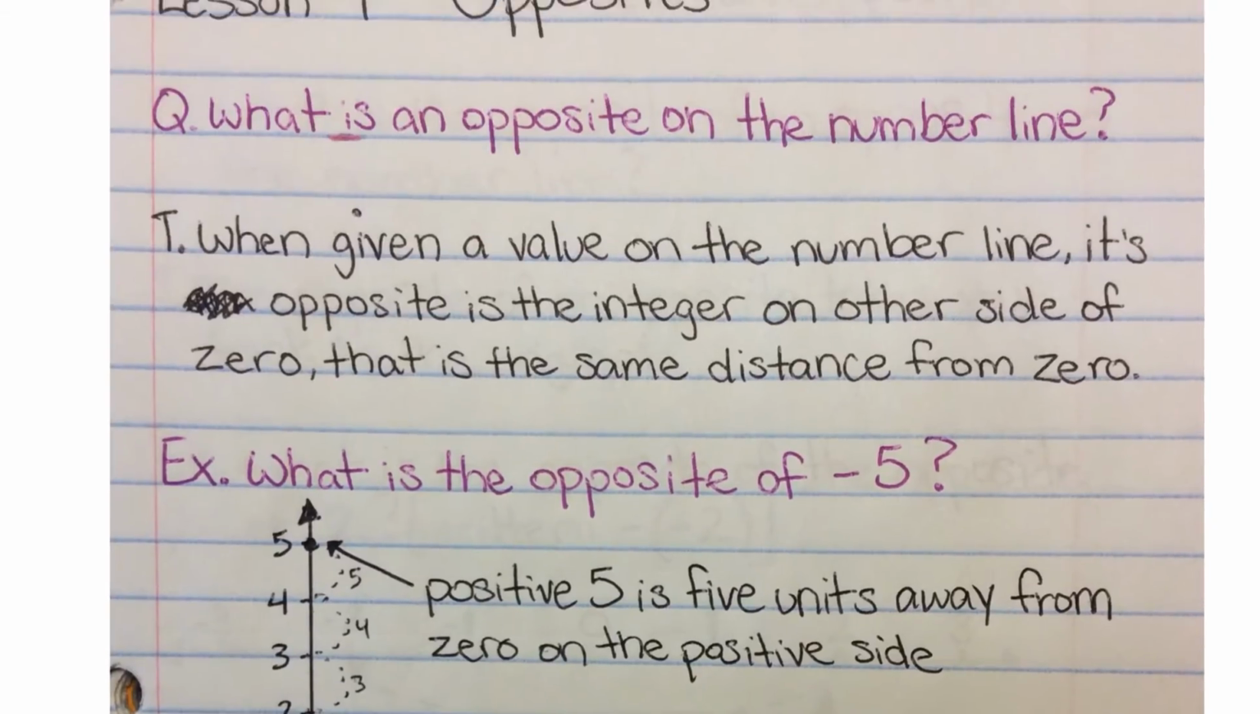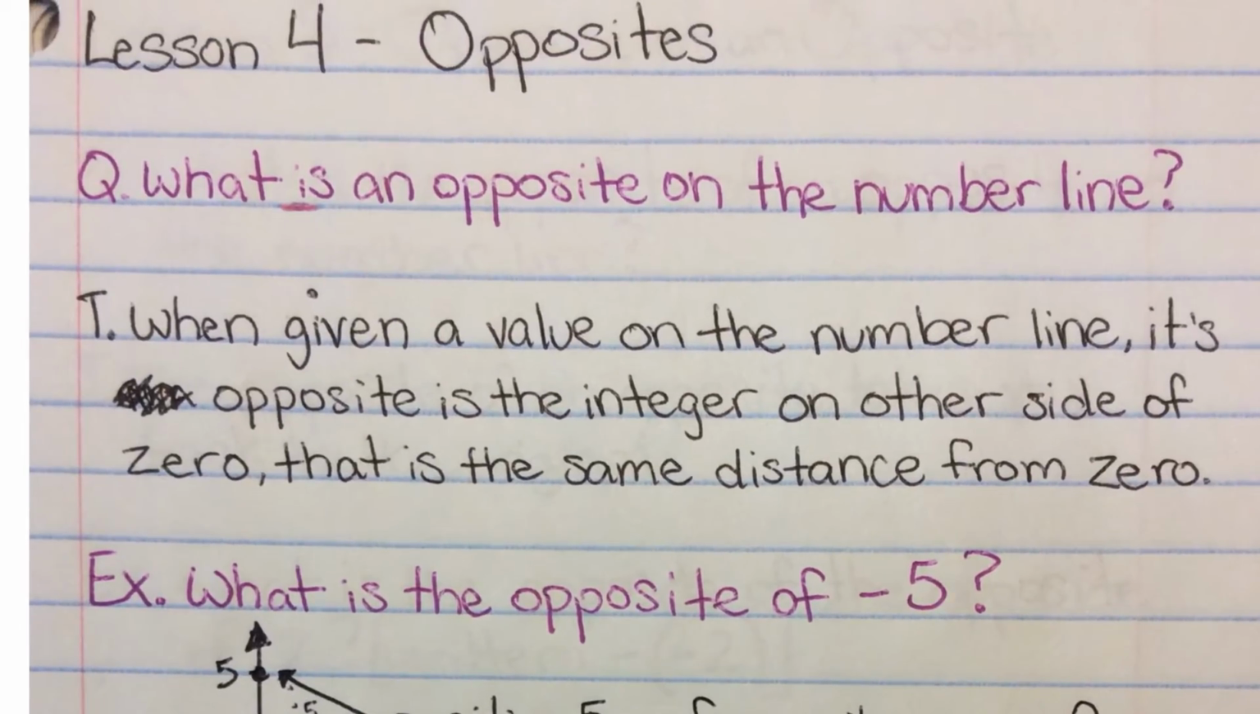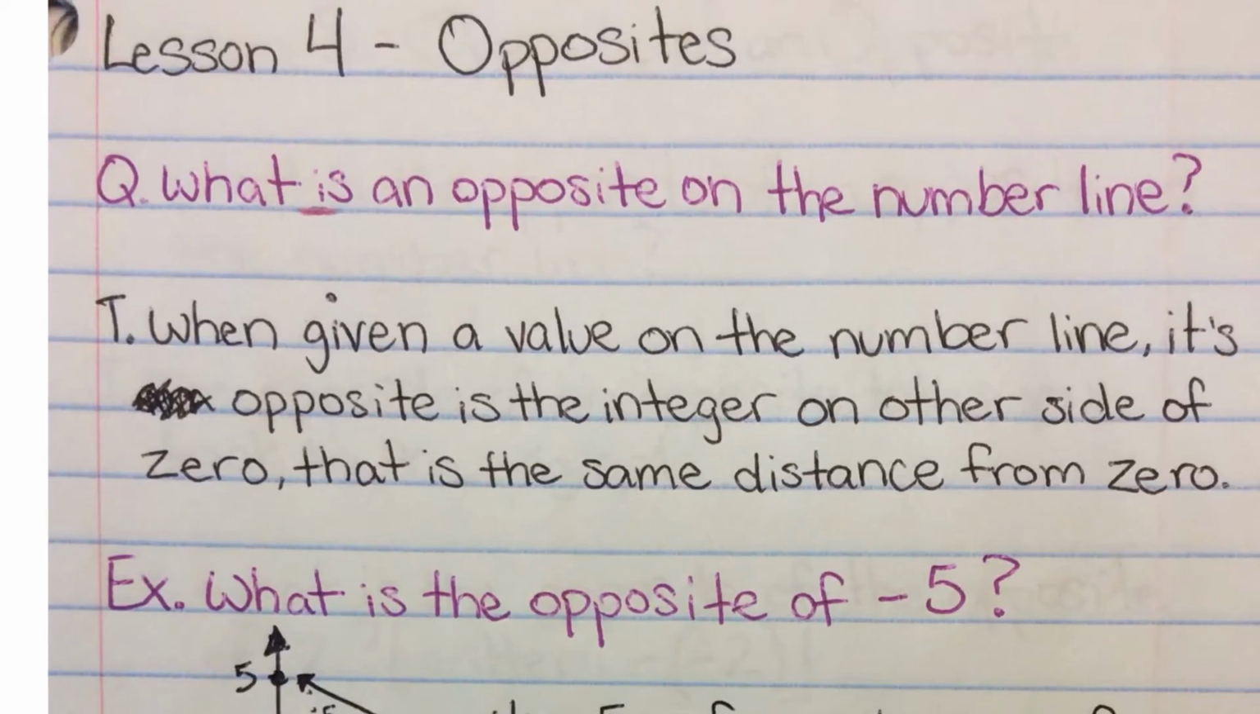Okay, so yet again, we have a question that hopefully by the end we will be able to answer. And that question reads, what is an opposite on the number line? In order to answer that question, let's take a look at our task. When given a value on the number line, its opposite is the integer on the other side of 0 that is the same distance from 0.